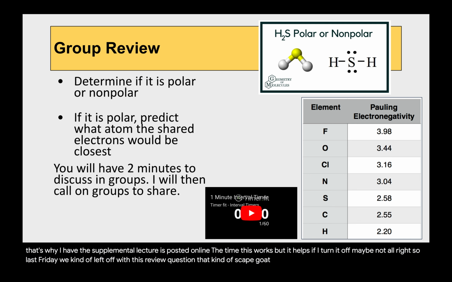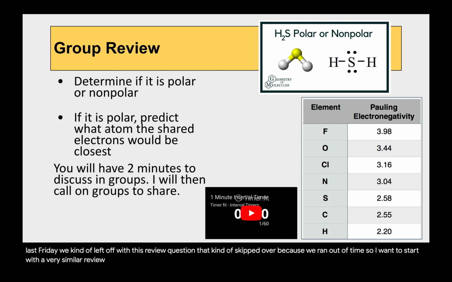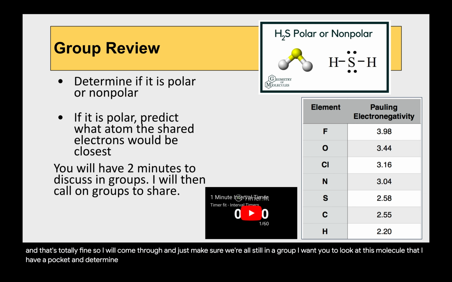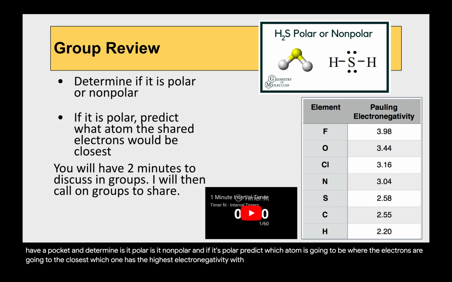All right, so last Friday we left off with a review question that we skipped over because we ran out of time. So I want to start with a very similar review question. I want you to work in groups. I understand that we've shifted spots a little bit, and that's totally fine. I will come through and make sure we're all still in a group. Look at this molecule up top and determine: is it polar? Is it nonpolar? And if it's polar, predict which atom the electrons are going to be closest to. Which one has the highest electronegativity, which one hogs those electrons.